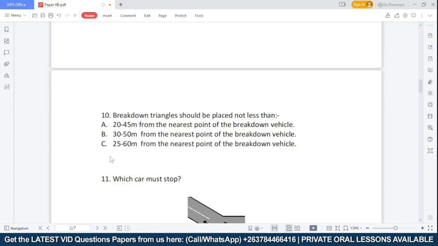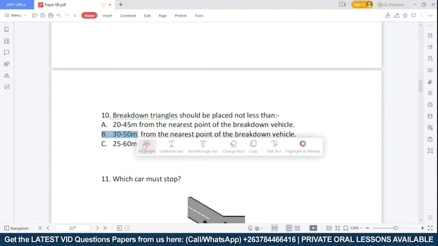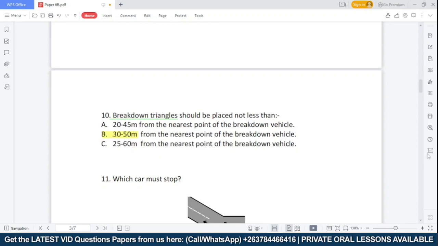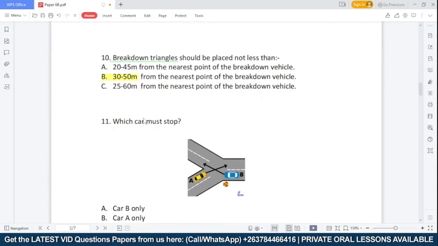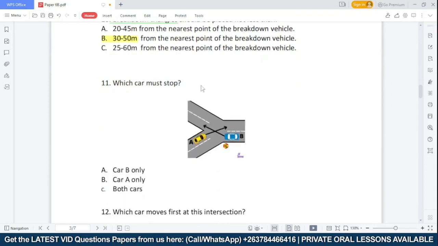So we just need to look at this length. So here, breakdown triangles, they should be placed. The correct answer is here, 30 to 50, between 30 to 50 meters from the nearest point of the breakdown vehicle. So the correct answer for number 10 is B. Number 11, which car must stop?